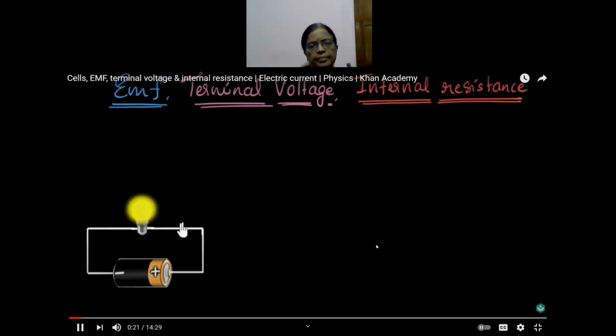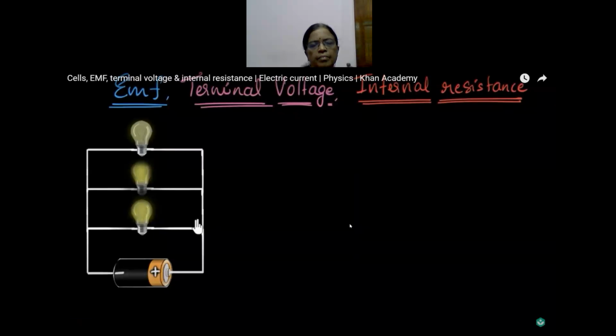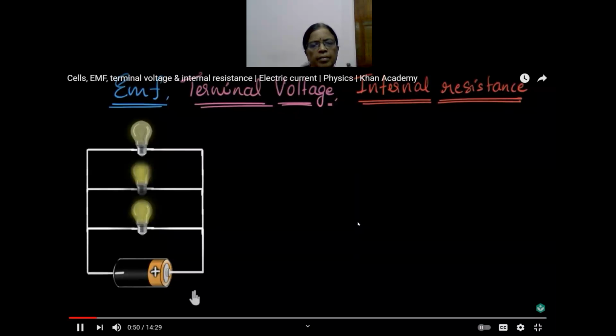But what would happen if I were to connect another bulb in parallel to this circuit? If you do that, you'll find that the bulbs will become dimmer. If you attach one more bulb in parallel, it'll become even dimmer. This is something that you may have experienced if you have inverters at home. When the power goes off and your house is running on inverter, you might have seen that as you switch on more and more tube lights, the brightness decreases. But why is this happening? Or what does it mean?